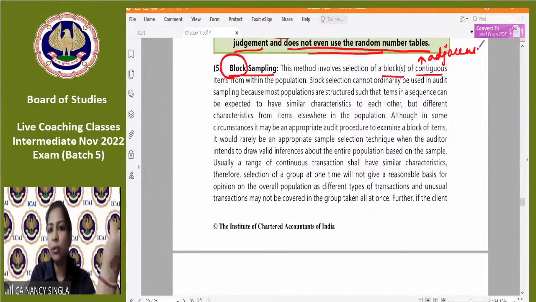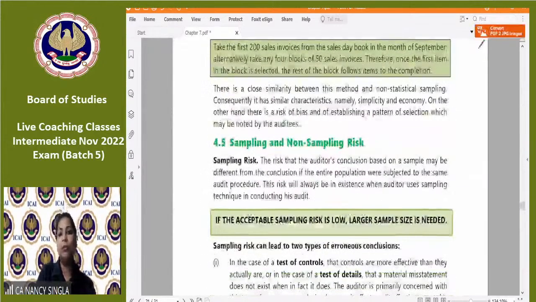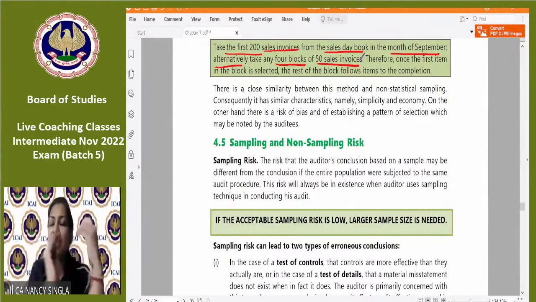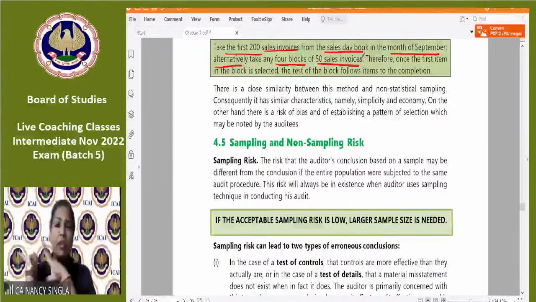So it is also not a good method. Why? Because it might happen that he has checked January and October, but in the other months, May, June, July, August, September, there is some problem. But this is also one of the methods of sample selection. He may take the first 200 sales invoices from the sales day book in the month of September. Alternatively, he may form a cluster, like 4 blocks of 15 invoices, that is, 15 invoices from every week.